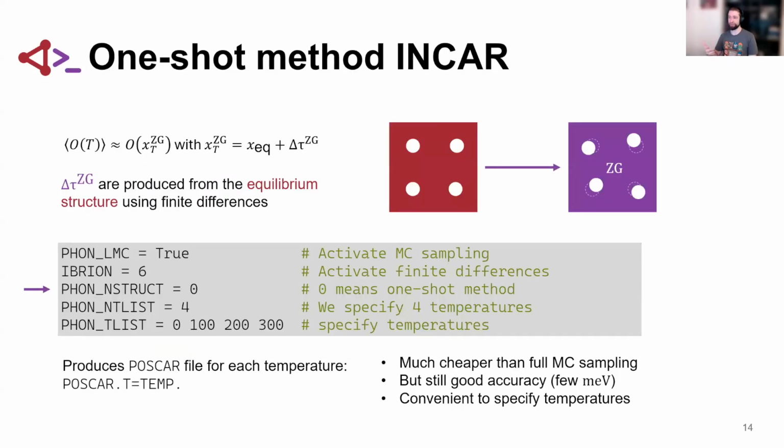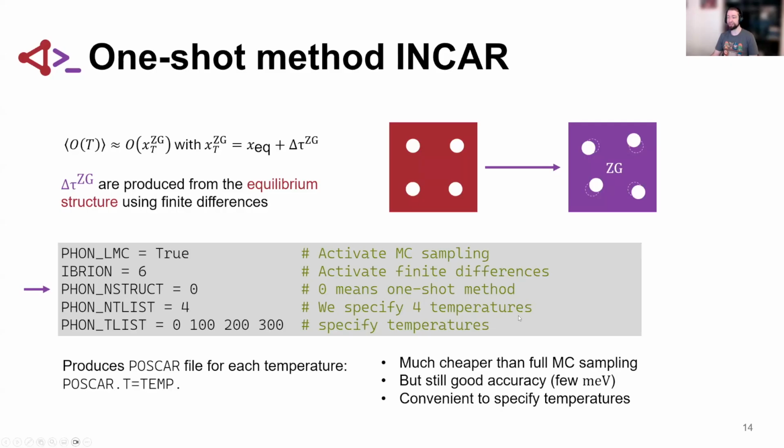And from an input point of view, from a practical perspective, now we have an equilibrium structure that we want to just get one displaced structure from. And once again, there are some INCAR tags that accomplish this for you. You set PHON_LMC equals true the same way as you did before with the Monte Carlo sampling, as well as IBRION equals 6 to get your phonons from finite differences. But then the difference is to set PHON_NSTRUCT equal to 0. It has a special meaning, essentially, that means here I want to use the one-shot method.